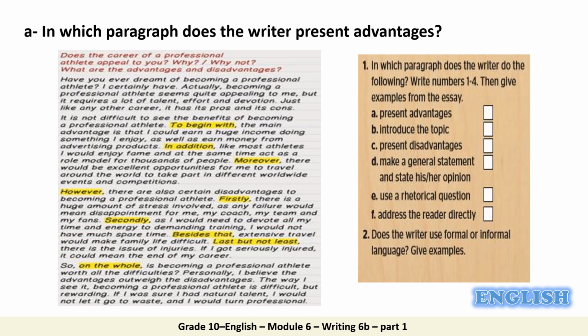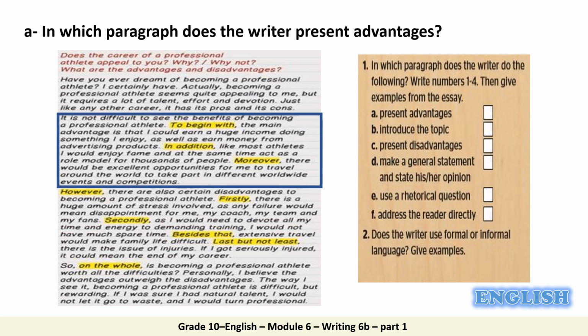Alright, so in which paragraph does the writer present advantages? Pause the video and try to answer. Okay, so that was in paragraph 2. Very good. Now, can you tell me what advantages did he mention? Good. So the first one, earn a huge income. Then enjoy fame and travel around the world.